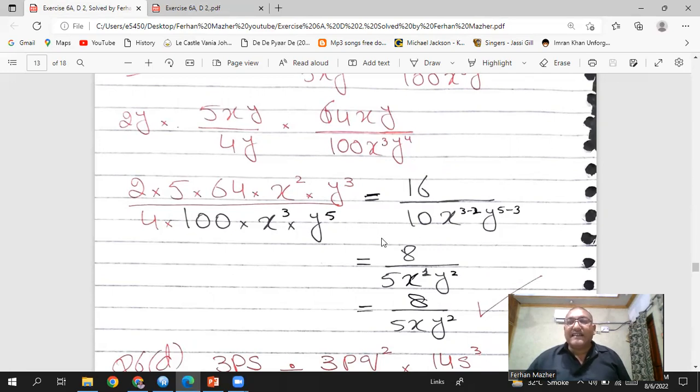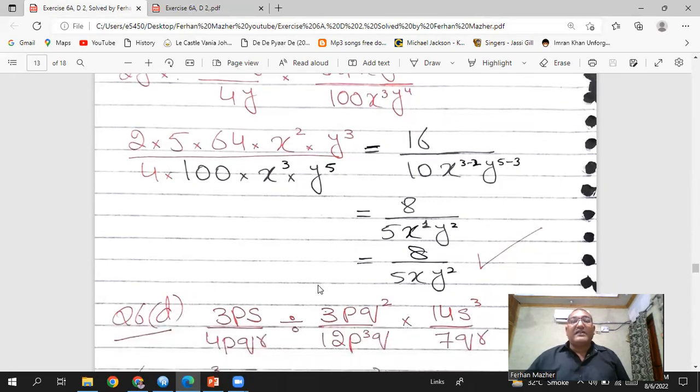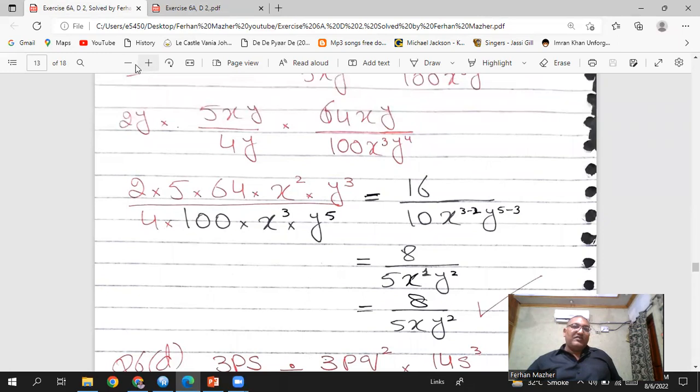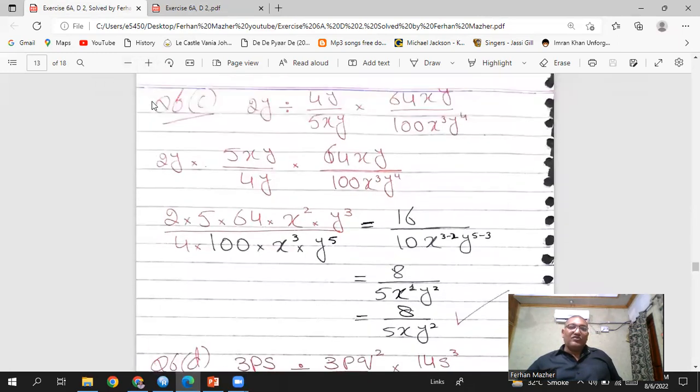So the 16 and 10, they can be cancelled with each other. So it will become 8 by 5. And in the denominator, we will write x raised to power 1 and y raised to power 2. So it will be 8 divided by 5x y square. Okay. So this is how you will do this question. Let me reduce the size so you can see the whole question together. Okay, now the whole question is coming up on your screen. If you want more time with this question, you can pause the video and take your time.